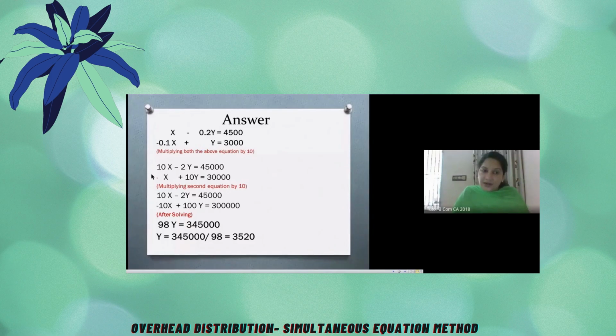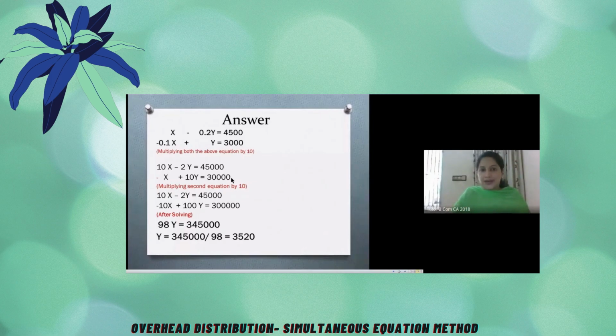That is 10x minus 2y is equal to 45,000. Now we are going to multiply the second equation with 10. So in that case, we will eliminate this one. 10 into negative 0.1x will give us negative x, plus y into 10 will give us 10y is equal to 3,000 into 10, which will give us 30,000. That's it. We did the first step.